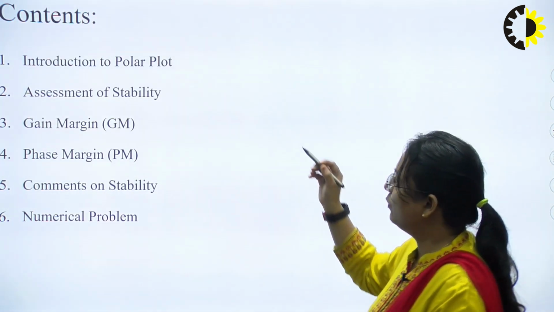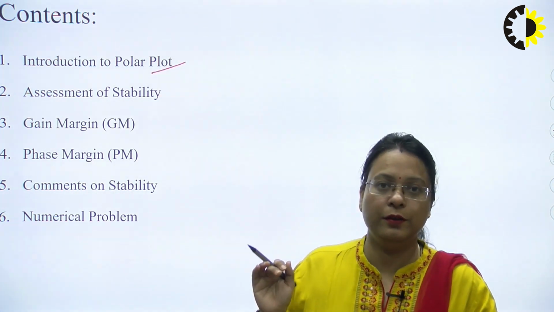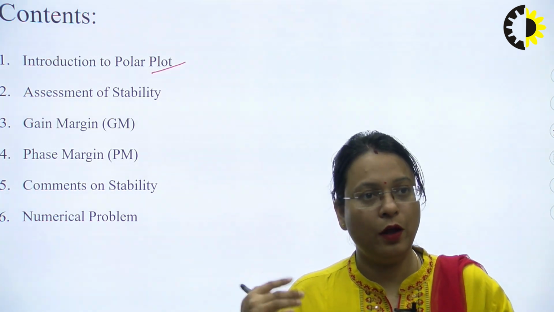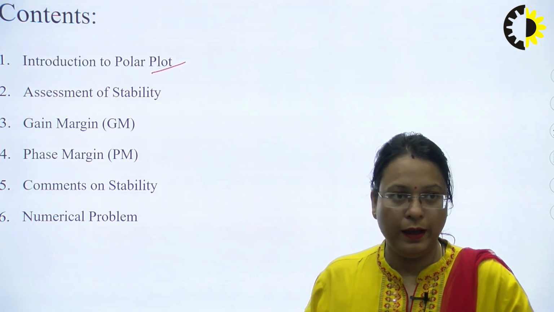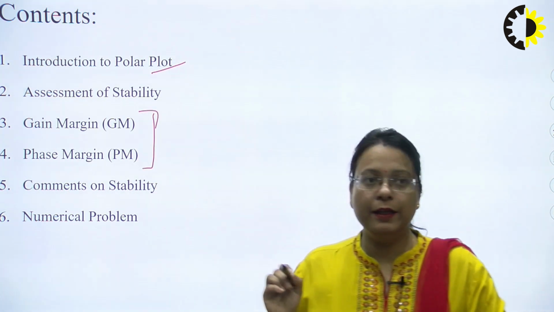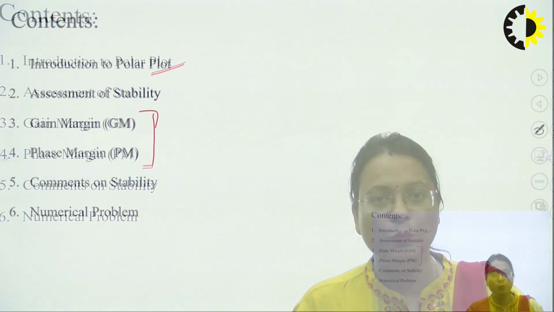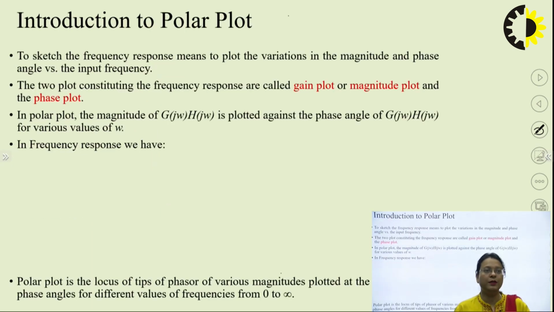So these are the contents for today's lecture. First of all, I would like to give the introduction about the polar plot. Then how we can assess the stability of the system based upon the polar plot, and what the parameters for the assessment of stability are, that is the gain margin and the phase margin, and how we can comment on the stability of any system when we come to know the gain margin and phase margin of the system. And in the last, I'll discuss some examples based upon the polar plot.